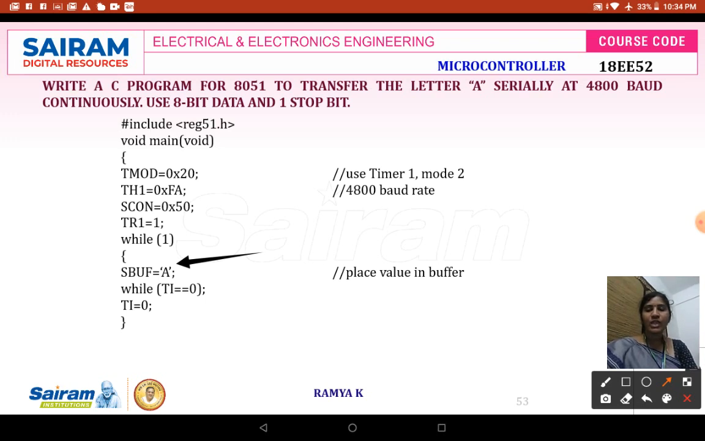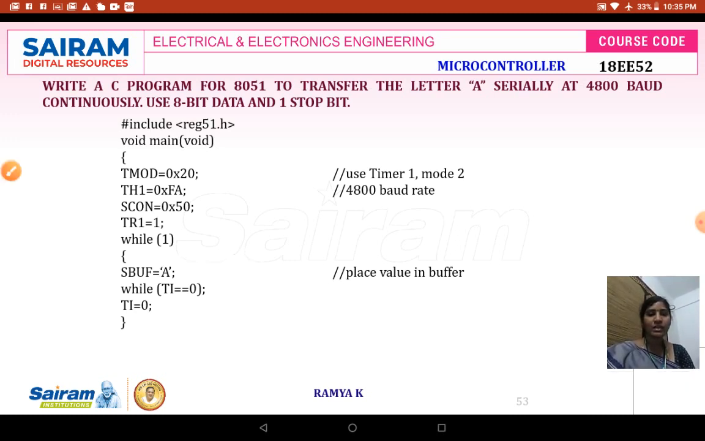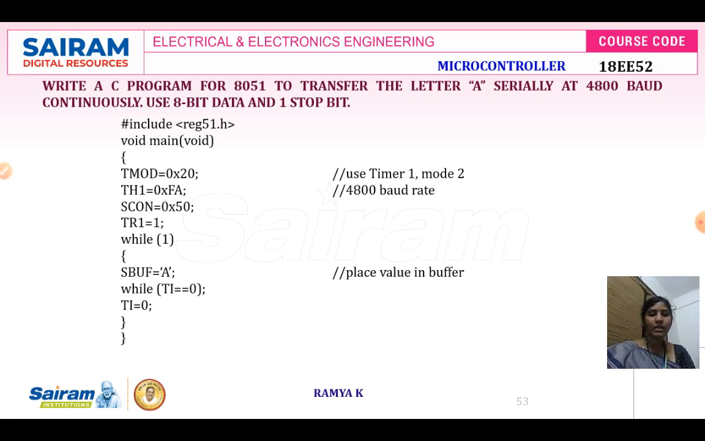Once it is moved, check your transmit interrupt flag as shown over here. Why is this transmit interrupt flag checked? In order to ensure that the data transmission takes place and the process is continuous. Once the data transmission is over, TI will be equal to 1. When TI is equal to 1, it indicates that the complete data is transferred and it is ready for the next data to get transferred. So this is how you can write the C program to transmit the data serially at one particular baud rate.